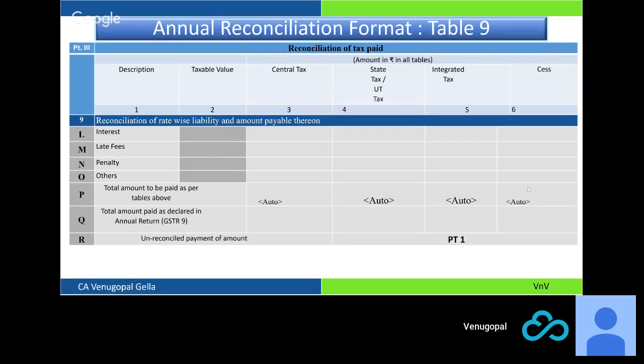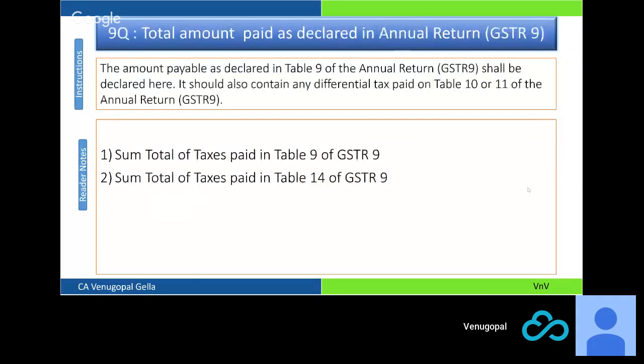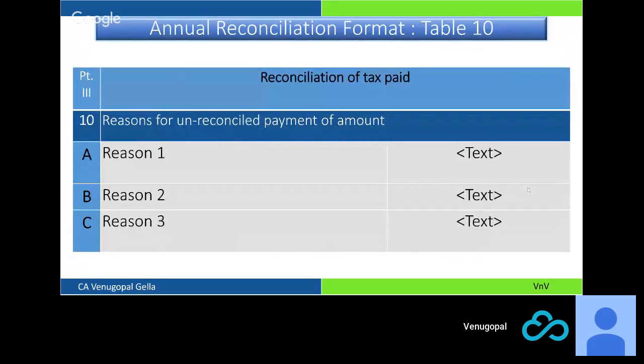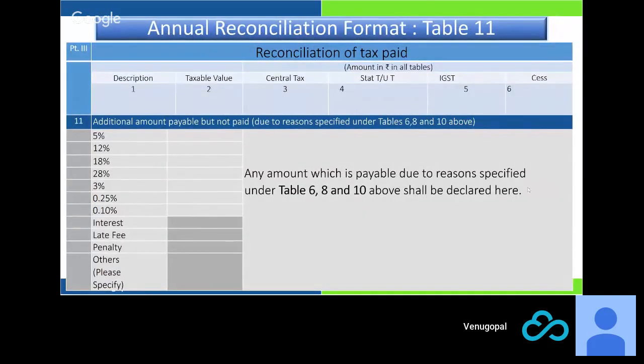This unreconciled taxes would be explained by way of the reasons for it in table number 10. In table 10, the reasons why the taxes as per the auditor and taxes as per the SSC is not matching is explained. These reasons we have seen in table number 6, table number 8, and table number 10. Duty on account of turnover, duty on account of rate of tax. Whenever it is not matching, the reasons are listed, and in table number 11, the auditor is going to recommend a liability owing to turnover and the taxes.